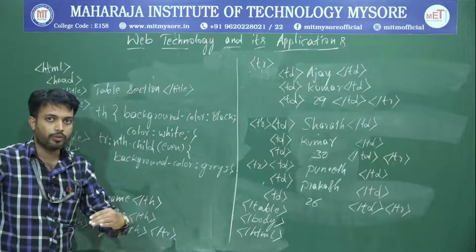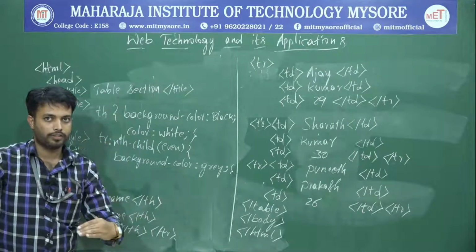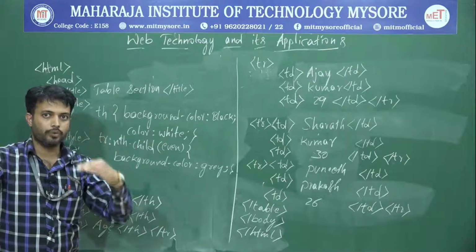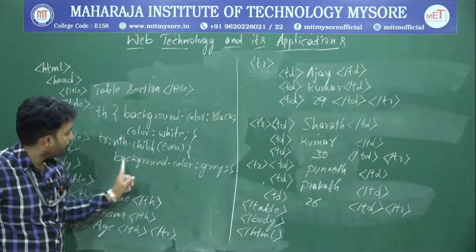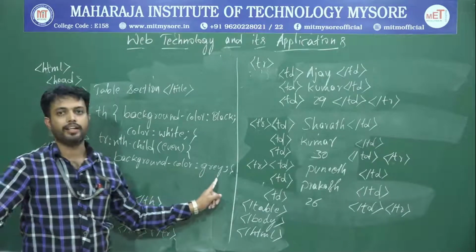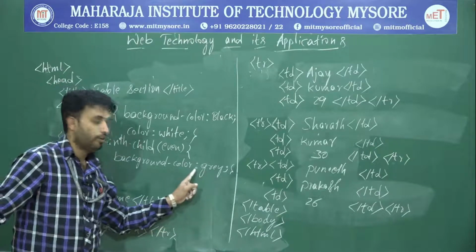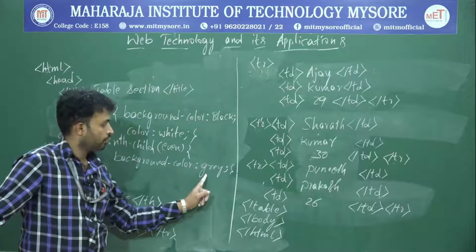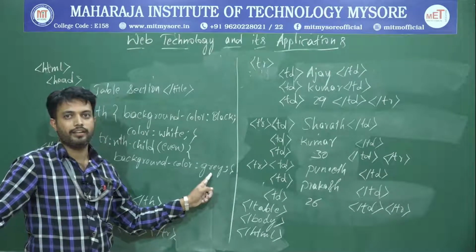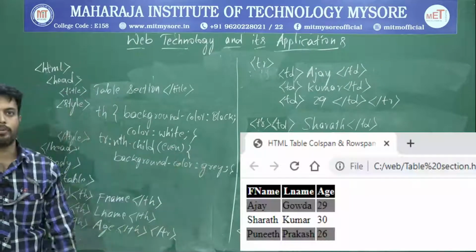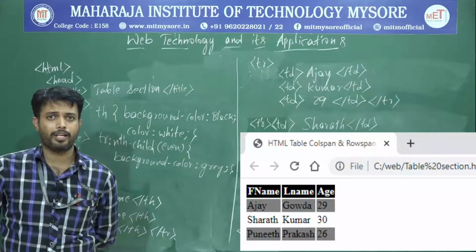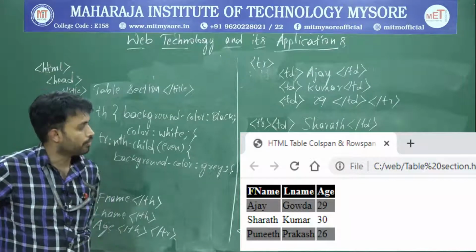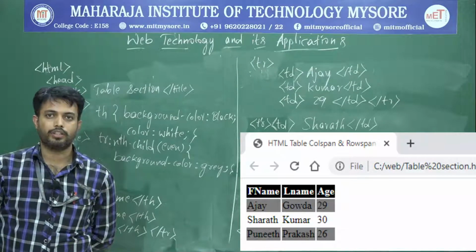Okay, all even rows. That means second row, 4th row. So like that. Okay, second, 4th, 6th, 8th, like that. So for the even row, background color equal to what? Gray. Okay, it's not equal, it's colon. So background color is what? Gray. So now if I run this program, you can notice that this table is quite a bit nicer to look at compared with the previous one, right?